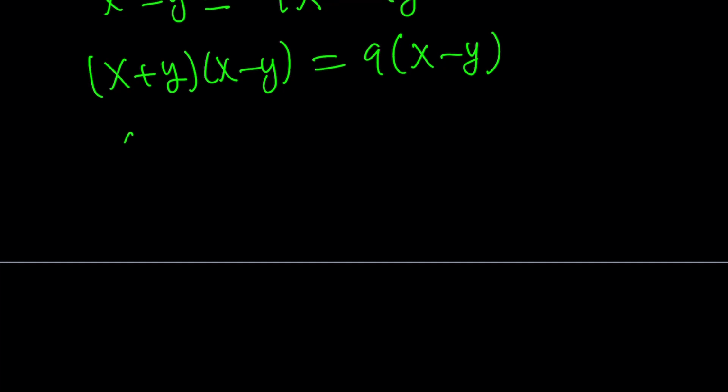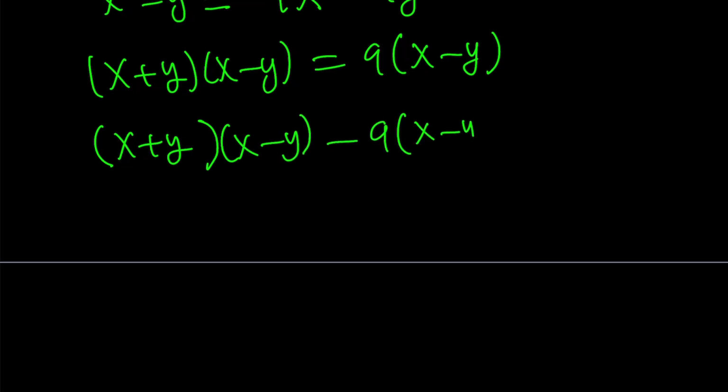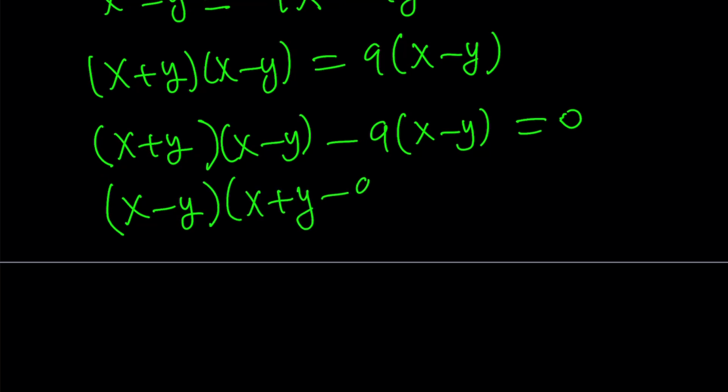So now, instead of canceling out terms, I'm going to put everything on the same side. A good strategy is to put everything on the same side and set the whole thing equal to 0. Nice. Now x minus y is a common factor. Take it out, and then you end up with x plus y minus 9.